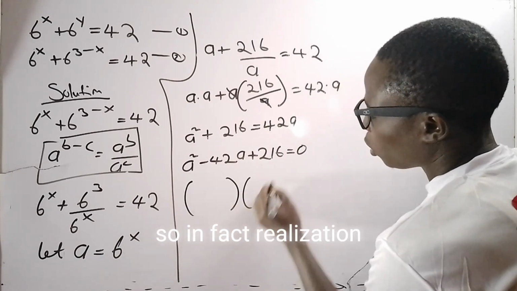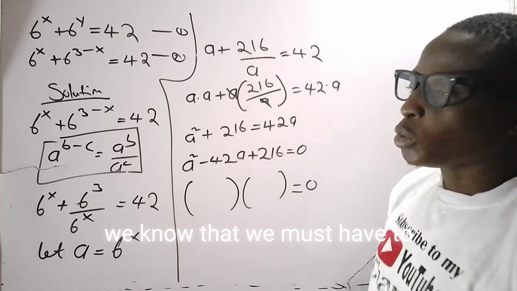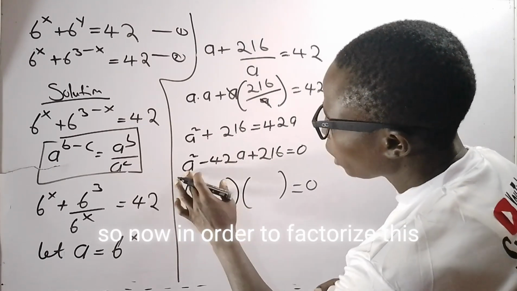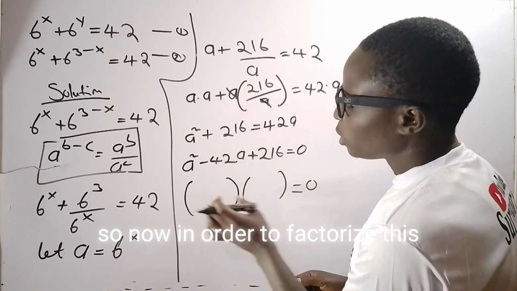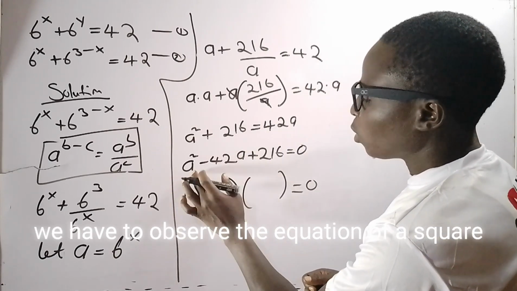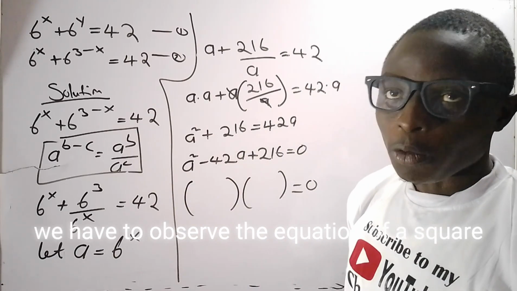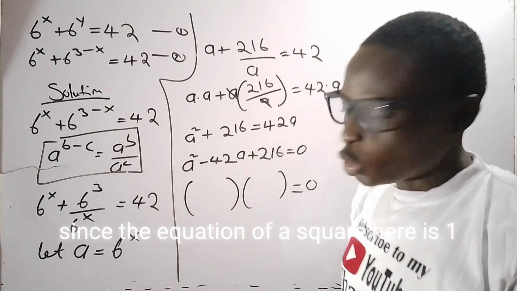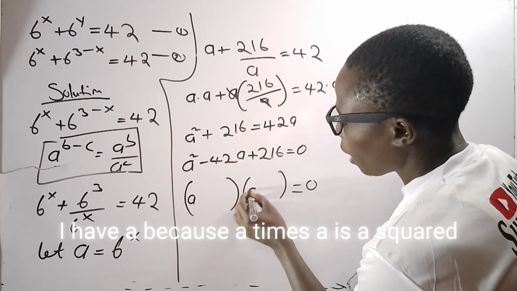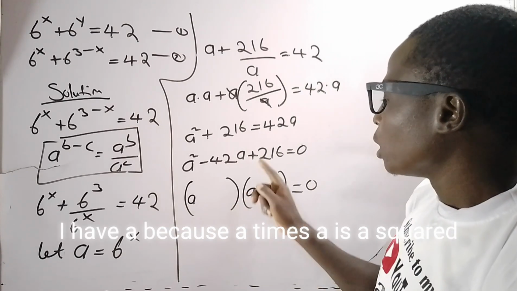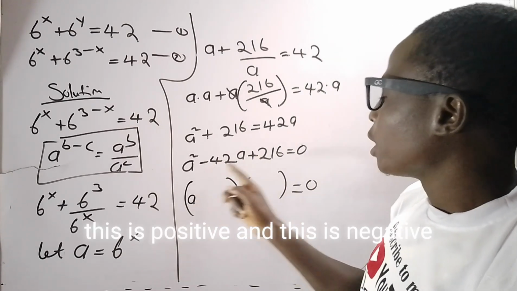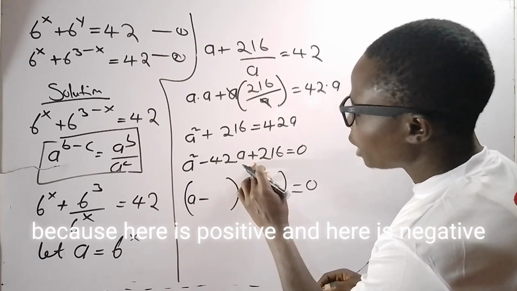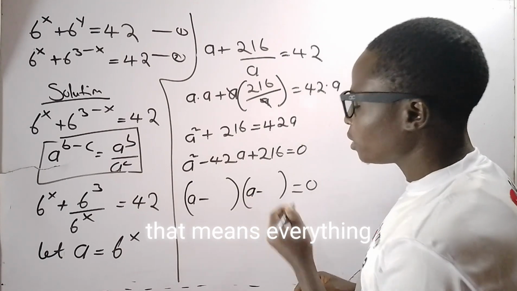So in factorization, we know that we must obtain the roots of the quadratic equation. So now, in order to factorize this, we have to observe the coefficient of a squared. Since the coefficient of a squared here is 1, that means I have a, because a times a is a squared. This is positive and this is negative. Because here is positive and here is negative, that means everything here will be negative.